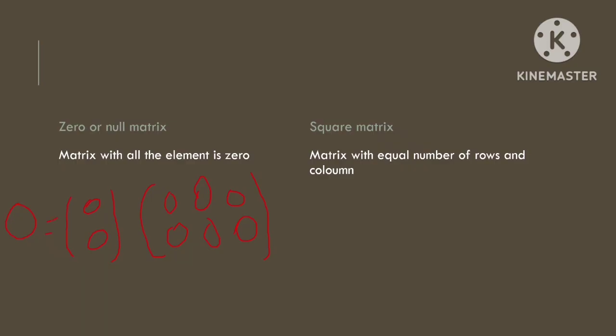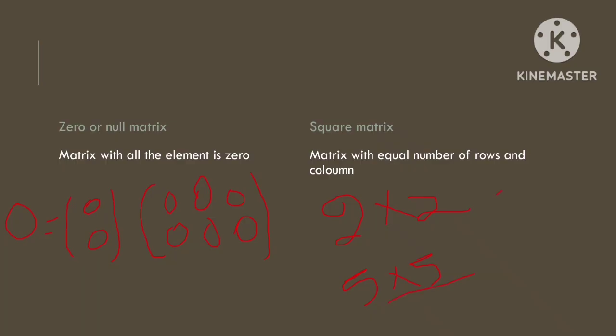Okay. Next, square matrix. It means, square means what? All sides are equal, right? Here also it is looking like a square. It means a matrix with an equal number of rows and an equal number of columns. For example, if a matrix is having 2 rows, it should have 2 columns. Then only we call this matrix a square matrix. For example, if a matrix has 5 rows, it should have 5 columns only. Then only we call this matrix a square matrix.